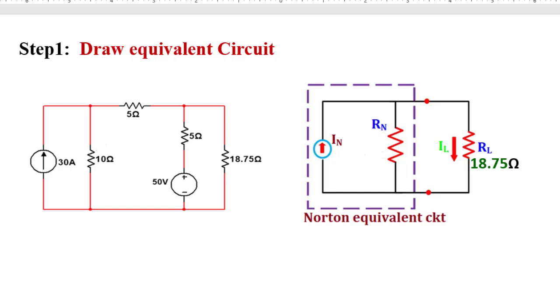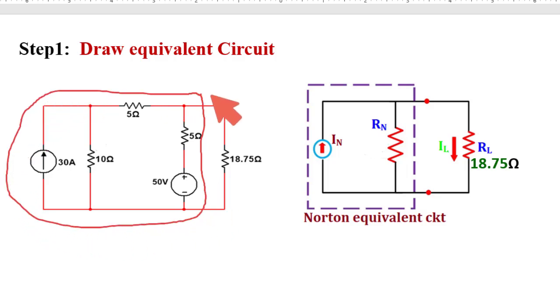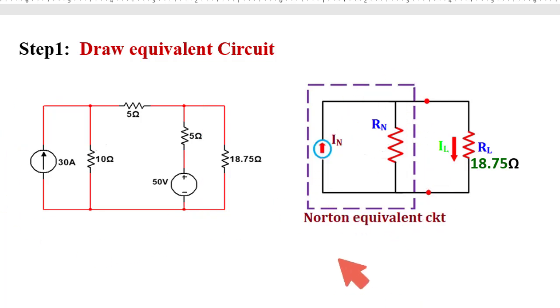So first stage is to draw the equivalent circuit. This is the Norton equivalent circuit. Except the load resistance, that is 18.75, the rest part of the circuit should be converted to a single current source and a single resistance, and that single current source and single resistance will be connected in parallel. So this part and this part are equivalent. So this is the Norton equivalent circuit. What we need? We need to find out the Norton current and we need to find out the Norton resistance.